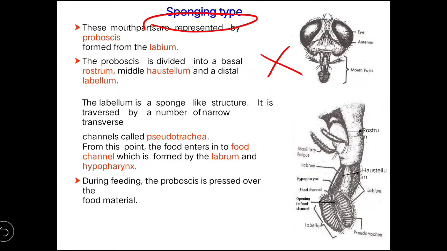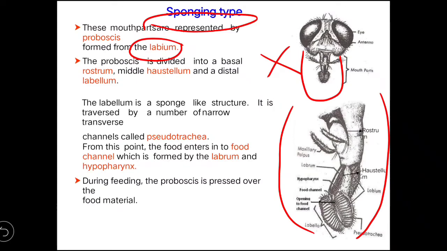How do they suck the sap? These mouth parts are represented by a proboscis formed from the labium. You can see this is the proboscis of the housefly. This proboscis is nothing but the modification of labium. Labium is the lower lip, so the modification of the lower lip forms the proboscis in the housefly. This proboscis is divided into basal rostrum, middle haustellum, and distal labellum.